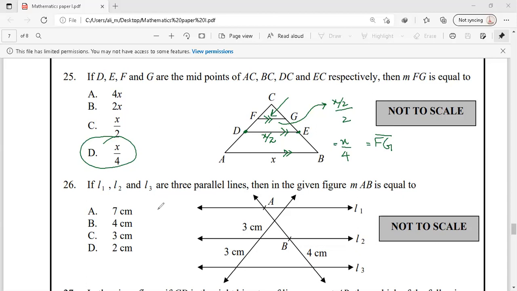Then we have a triplet of parallel lines L1, L2, and L3. We have to find the value of AB. So according to the theorem, this is the transversal T1 and this is the transversal T2. As we can see in the diagram, the transversal T1 intercepts these three parallel lines in equal parts, so the transversal T2 will also intercept these parallel lines into equal parts. So if the length of this segment is 4, the length of this segment AB will also be equal to 4 centimeters. So the correct answer is option B.